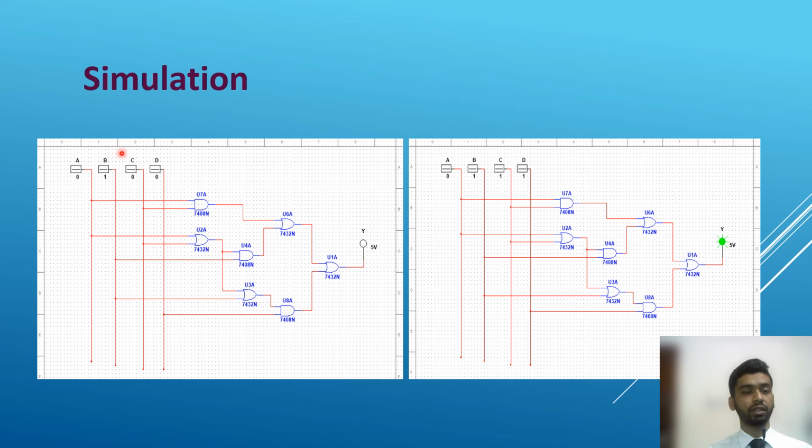Here the left-hand side picture is attempt number 3. Here we can see only switch B is turned on and the rest of them are turned off, and as per our condition the output is low. On the right-hand side we can see only switch A is turned off and the rest of them are turned on, and as we can see the result is high.